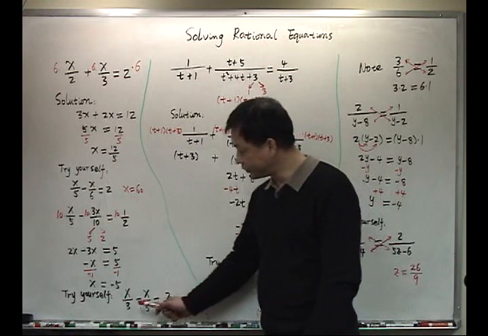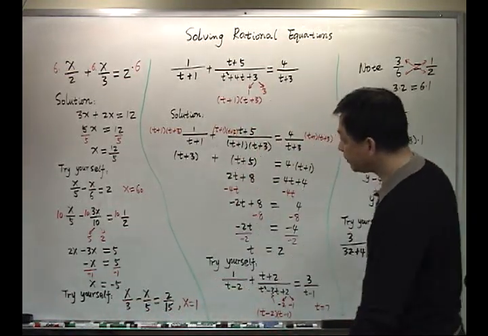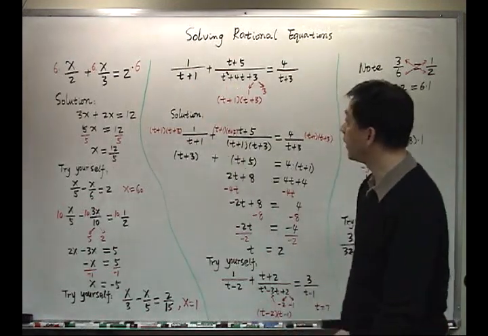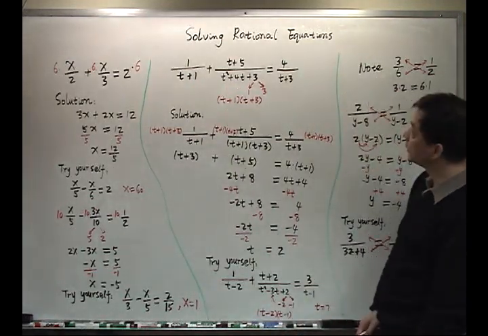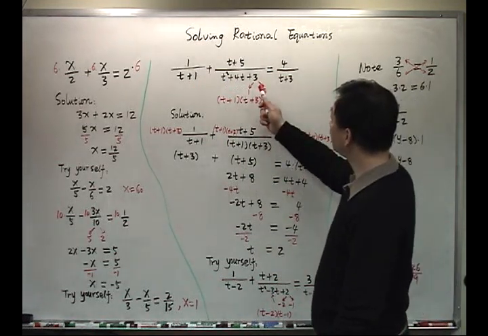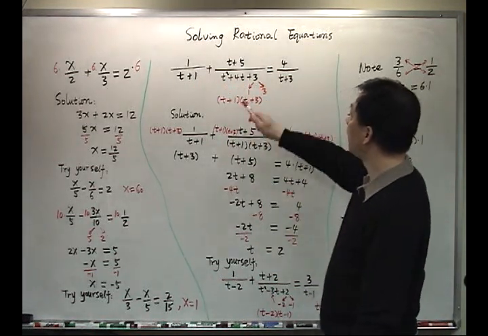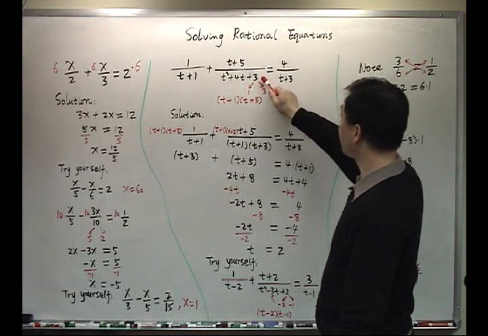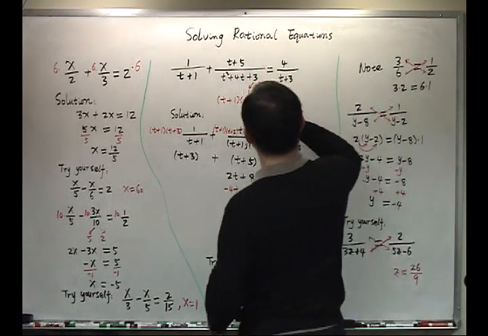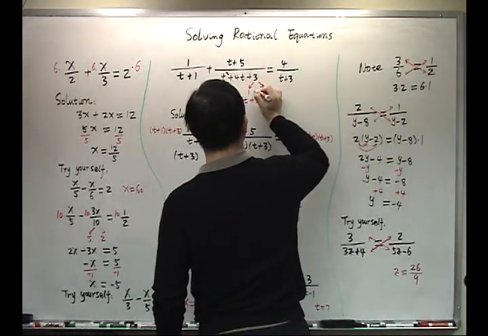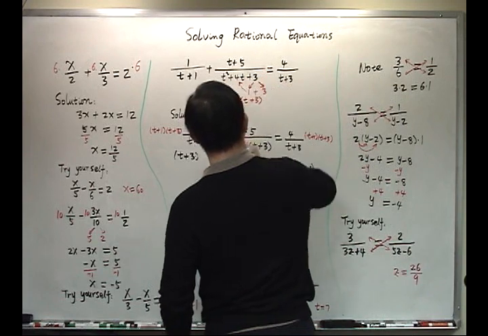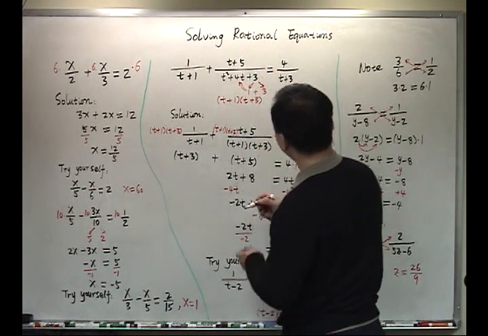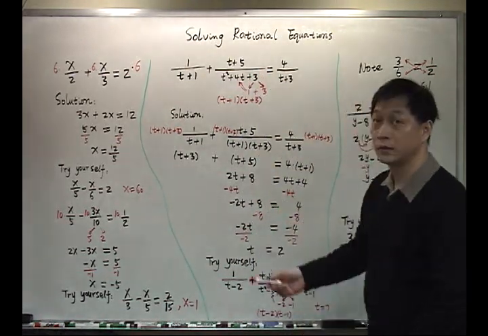Try this one yourself. Now, look at this one. This one looks a little bit complicated, but we know we need to factor this one first. 3 can be broken up into 1 and 3. 1 times 3 is 3, and if we add 1 and 3, you have a 4. 1 plus 3 is 4.